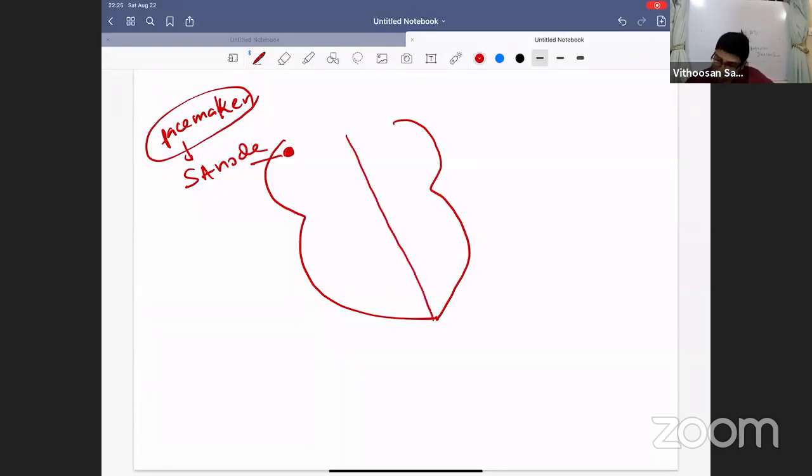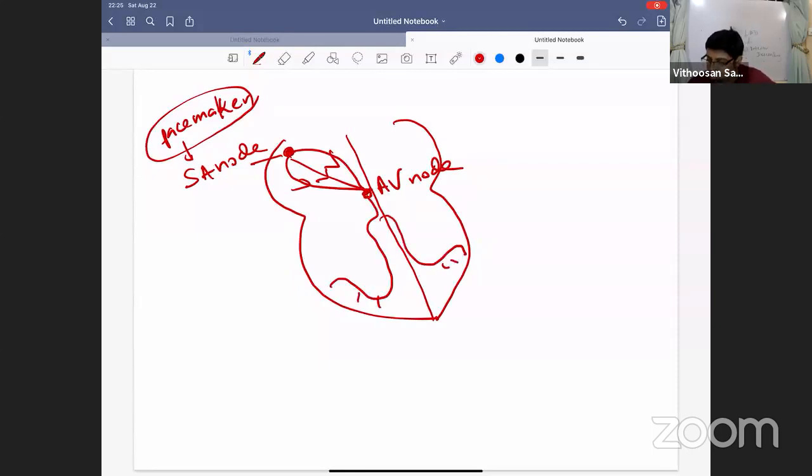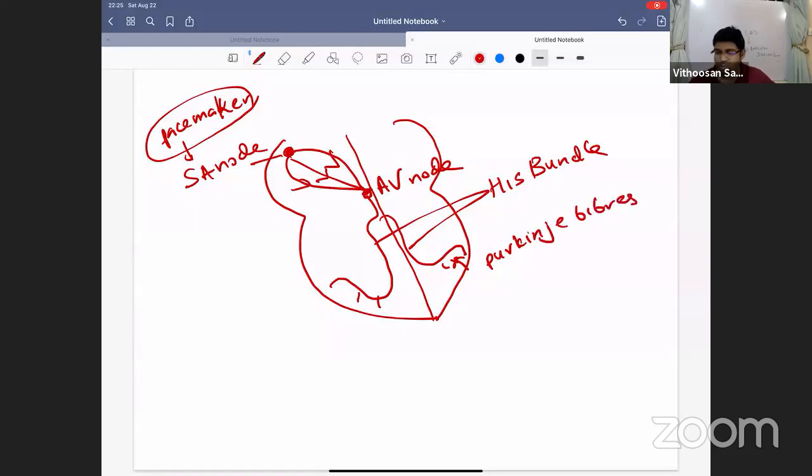So what will happen if you look at the electrical activity? The current will come from the SA node to something called the AV node. From the AV node, it will come via something called the His bundle, and there are the Purkinje fibers. This is how the electrical activity, the current, is going in the heart.